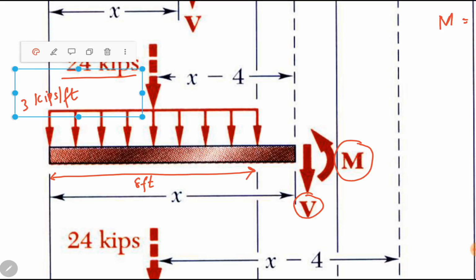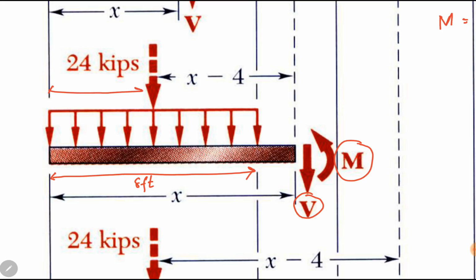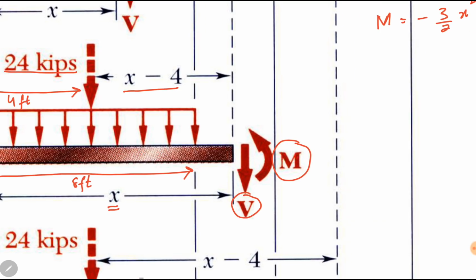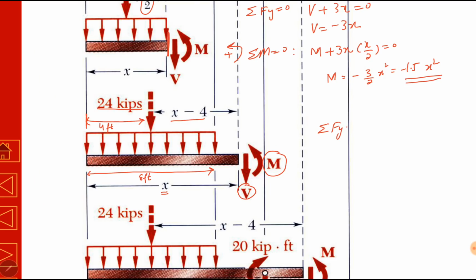And this concentrated load will act at the midpoint, which is 8 by 2. So it becomes 4 feet from this end. If the total length is x, the distance of this 24 kilopounds force is 4 feet from the left. So it has x minus 4 feet distance from the right end, from section 2. Now again, we will use summation of forces in y direction is equal to 0. So we have force V downward. If I am considering downward forces as positive, V plus 24 kilopounds is equal to 0. So V becomes minus 24 kilopounds.